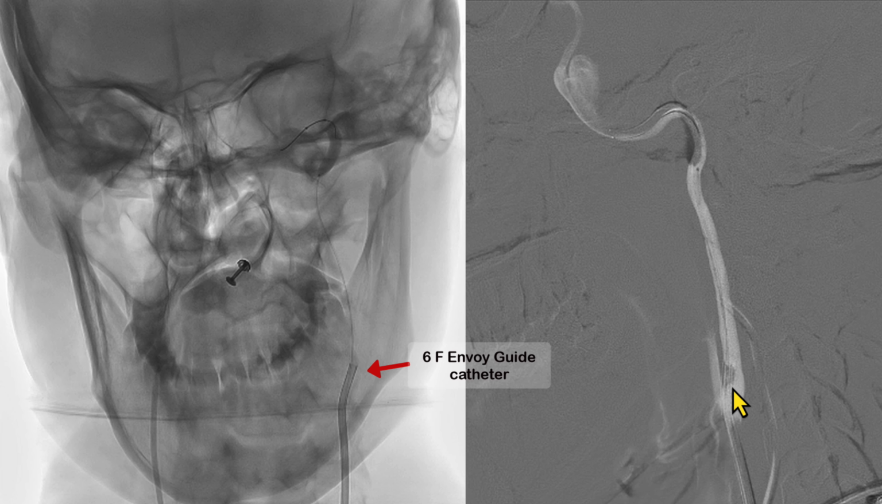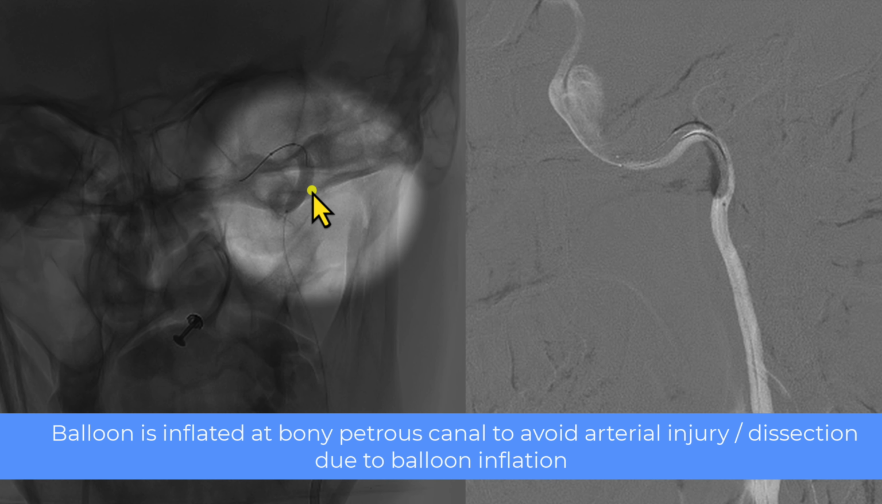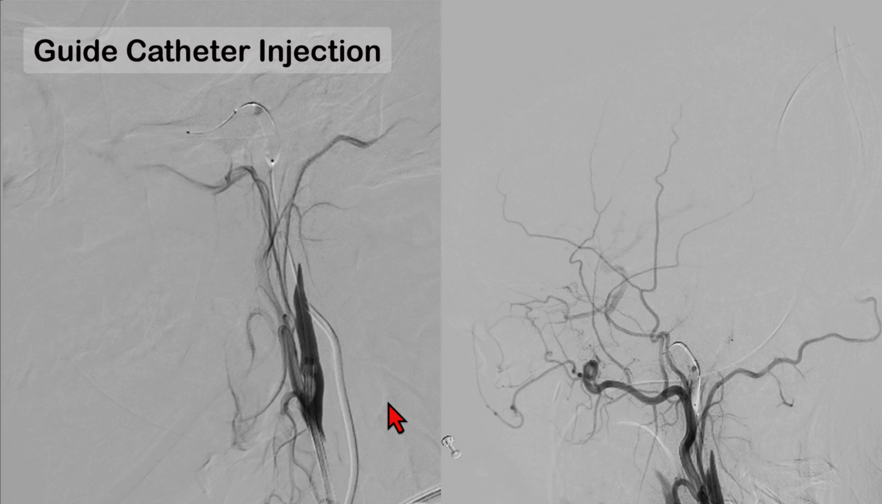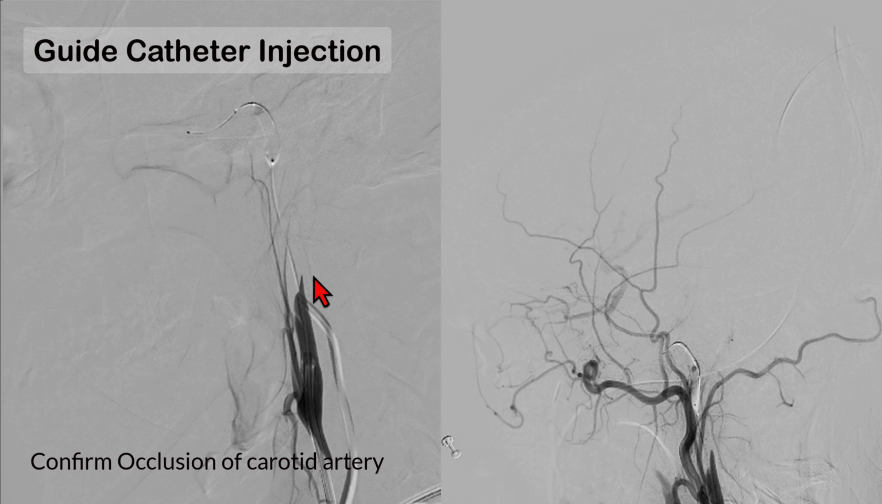The Envoy guide catheter is kept at the proximal left ICA and the temporary balloon is inflated at the petrous segment at the carotid canal. At this position, the balloon inflation will be stable and will avoid any kind of dissection. Once we inflate the balloon, we inject through the guide catheter to see the occlusion of the carotid artery and to see the reformation of choroidal blush from the ECA circulation.